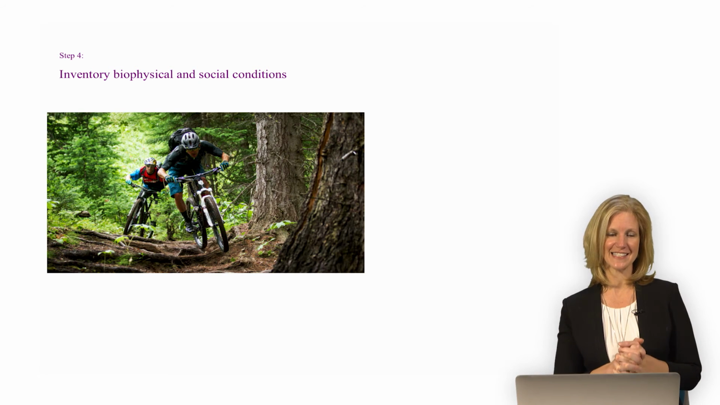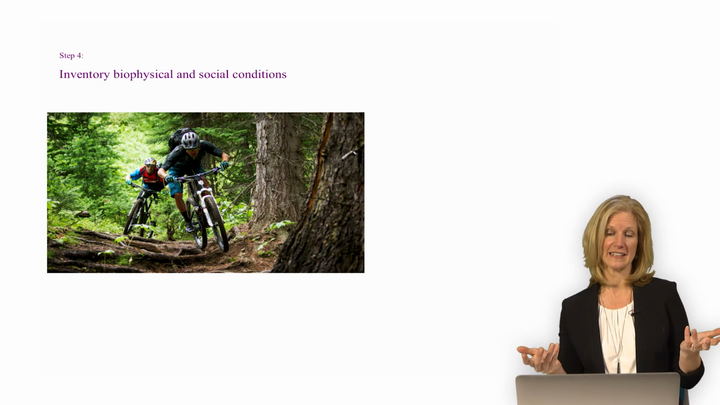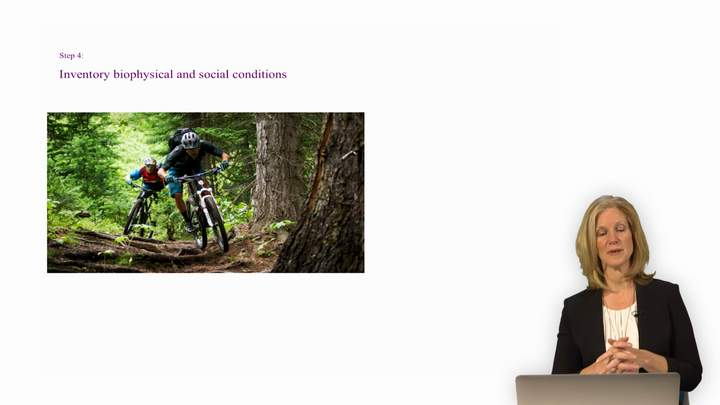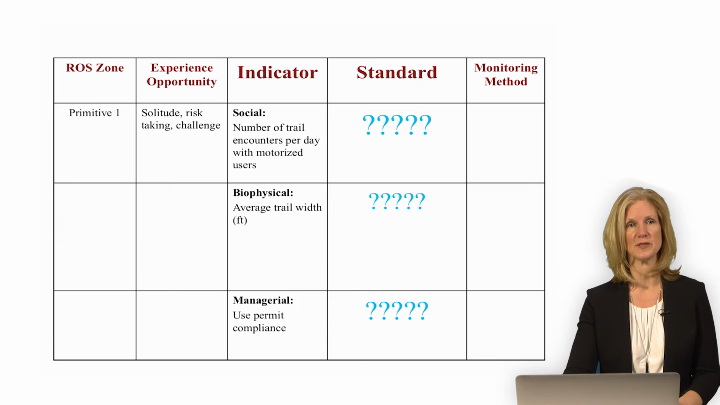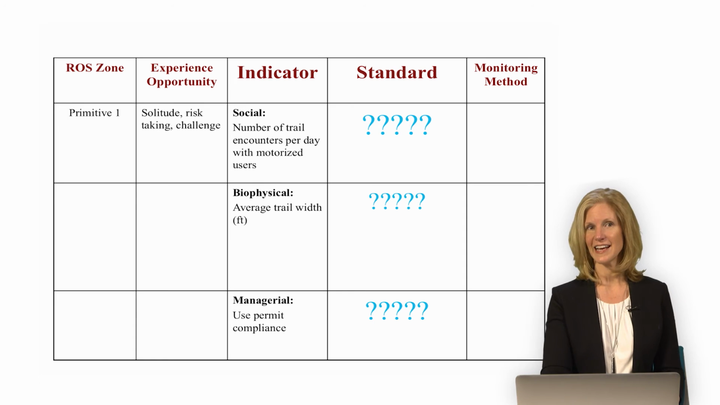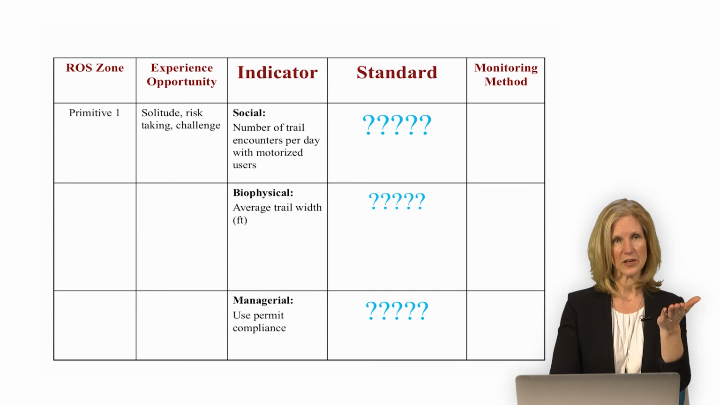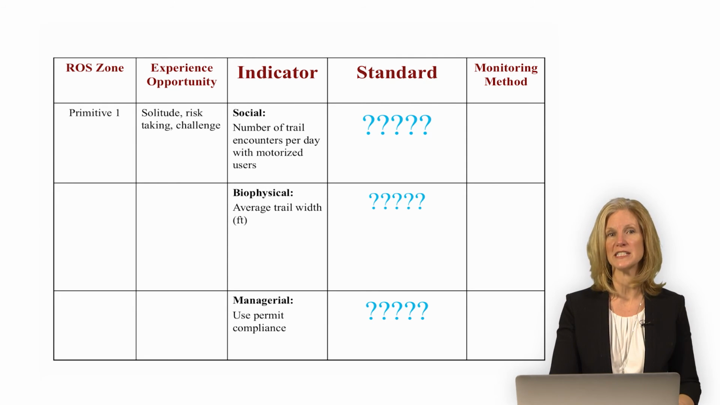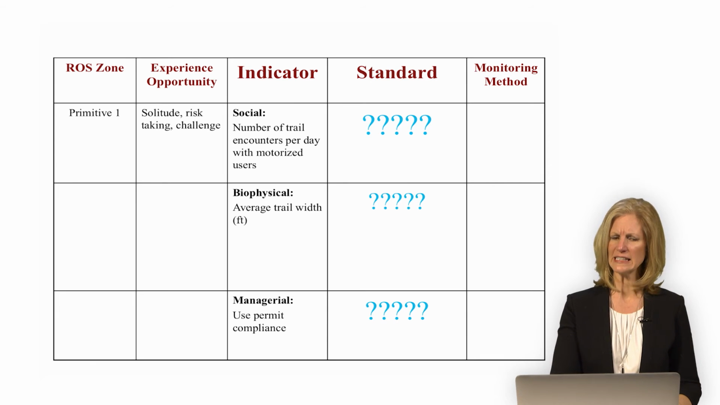So, as you guessed, the next step is to inventory the indicators you just identified. How many encounters with non-hiking parties is the group having per day? The indicators specify the variables inventoried. They also identify the unit of analysis used to measure it. So once you've got the indicators for the experience you're managing for, as you see here, primitive ROS zone, seeking solitude, indicated by the number of trail encounters per day with motorized users, how do you know when things are acceptable or unacceptable? You've got to determine a standard.